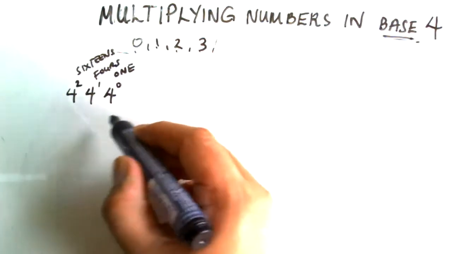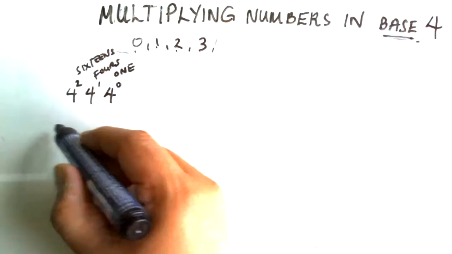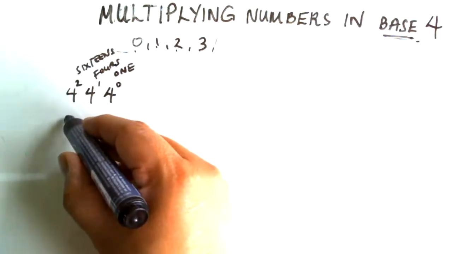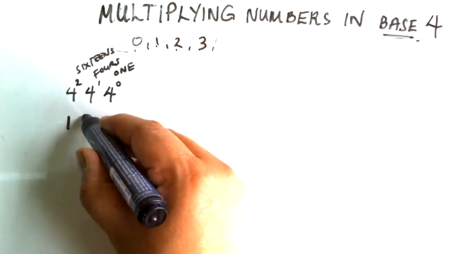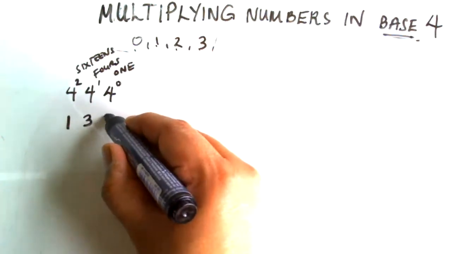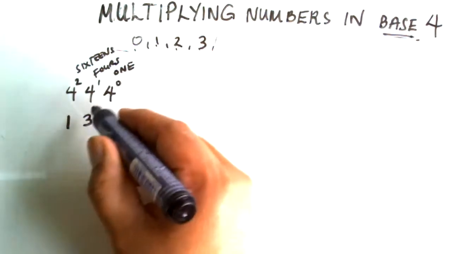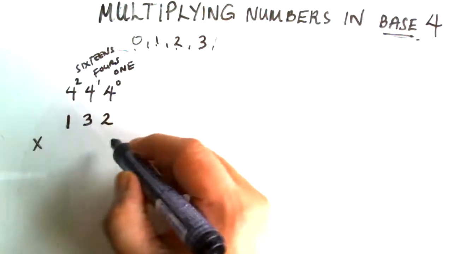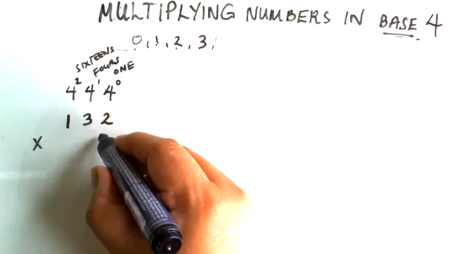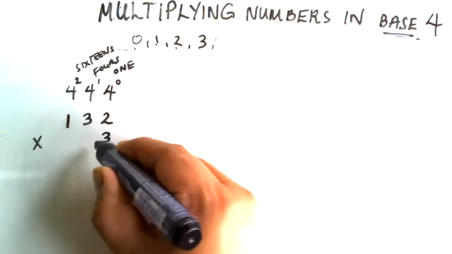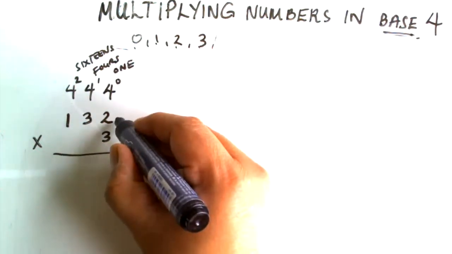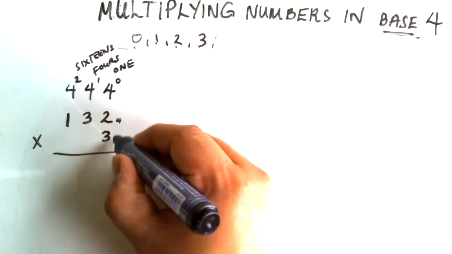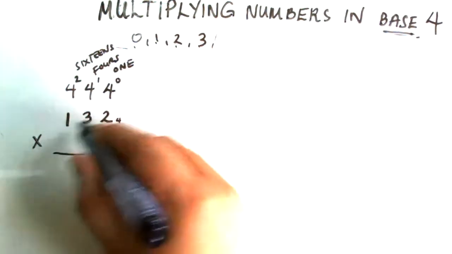So let's say we have one group of 16s, three groups of fours, and two groups of ones, multiplied by 3. These are all in base 4. So 3 times 2 is 6.